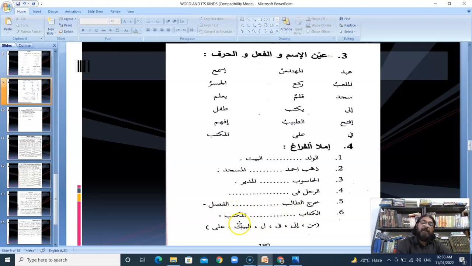Al-kitabu dash al-maktab, the table. Al-kitab, the book, dash. Al-kitabu ala al-maktabi, ala means on. The book is on the table. Al-kitabu ala al-maktabi, the book is on the table. So these are very, very important blanks. You have to practice again and again, because these blanks will be asked in bit number 12A for 4 marks. Remember this one.